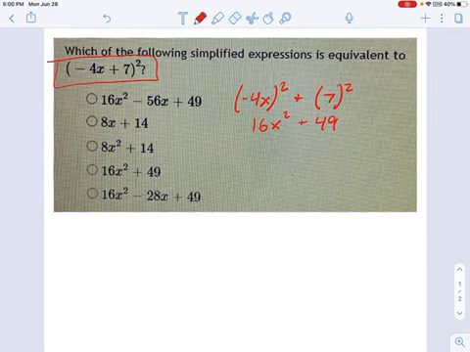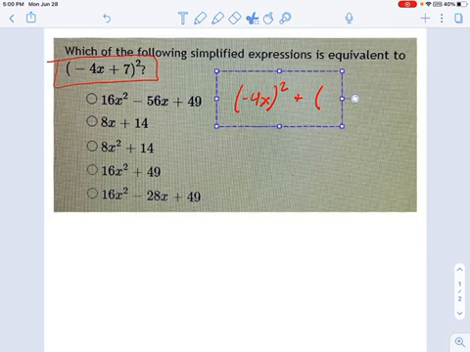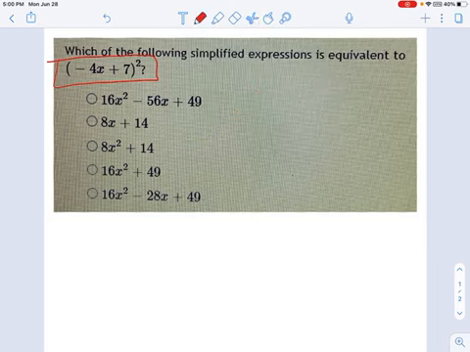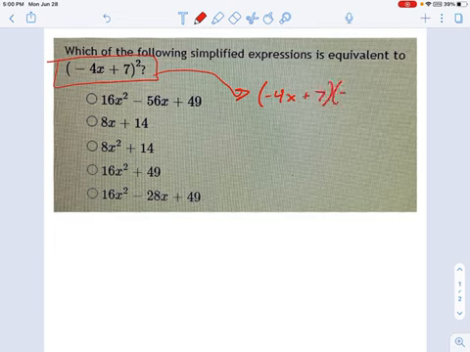What we're going to do instead is try to remember what actually happens when you square something that's a parentheses. Let's bring this over here. I'm going to rewrite it. When I square something, that means multiply it by itself. Okay, negative 4x plus 7 times negative 4x plus 7.